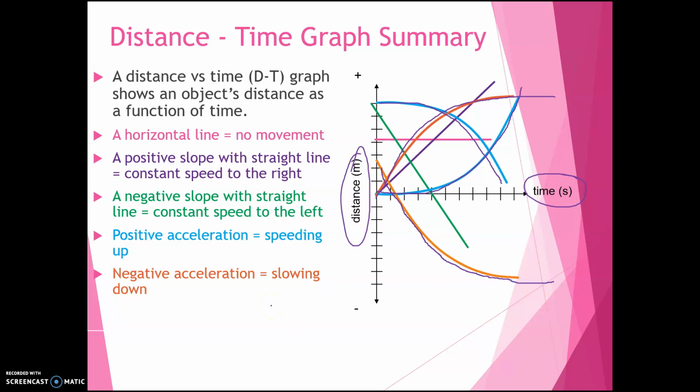So, in summary, with these distance versus time graphs, if you were talking about a constant motion, so any of these, it is always some sort of straight line. However, our new ones, our positive and negative acceleration, those are all curved lines.